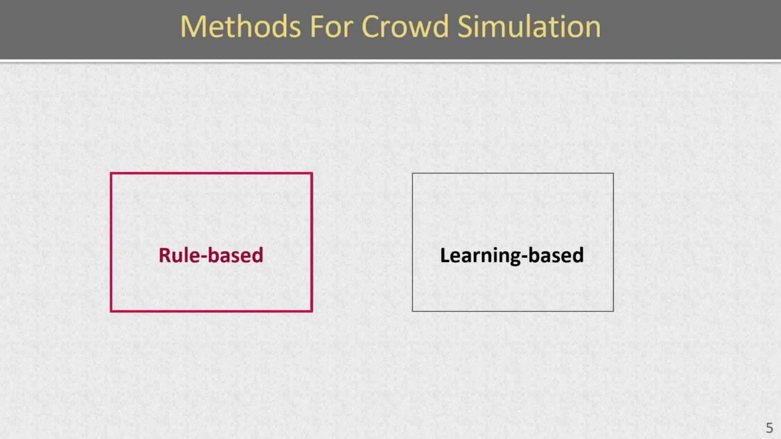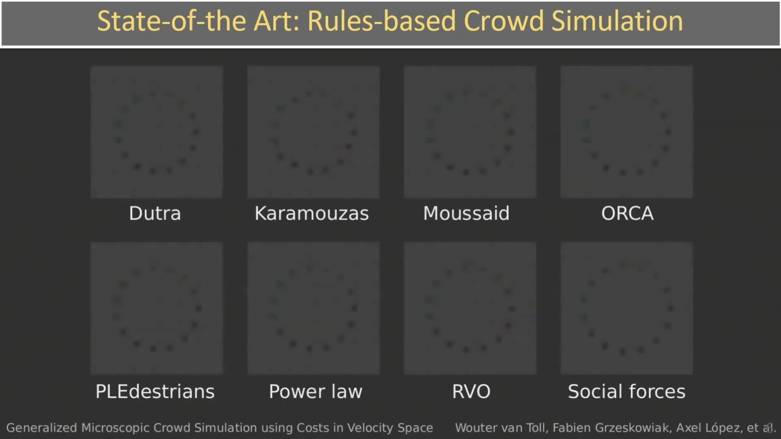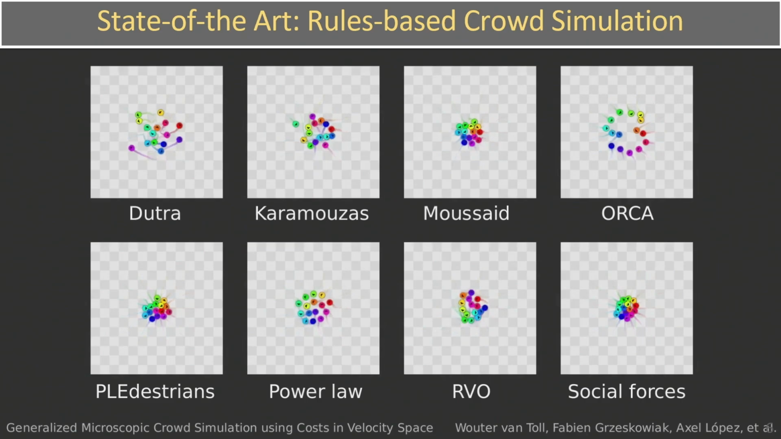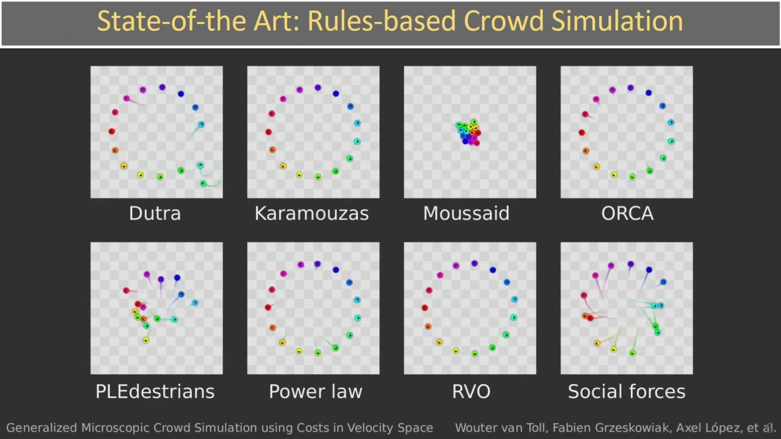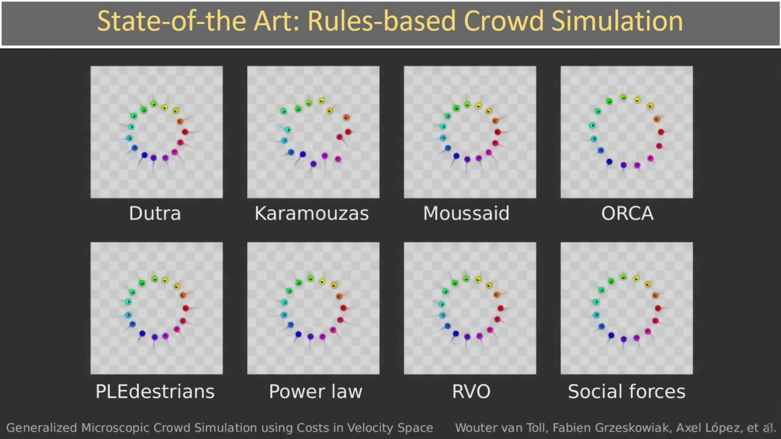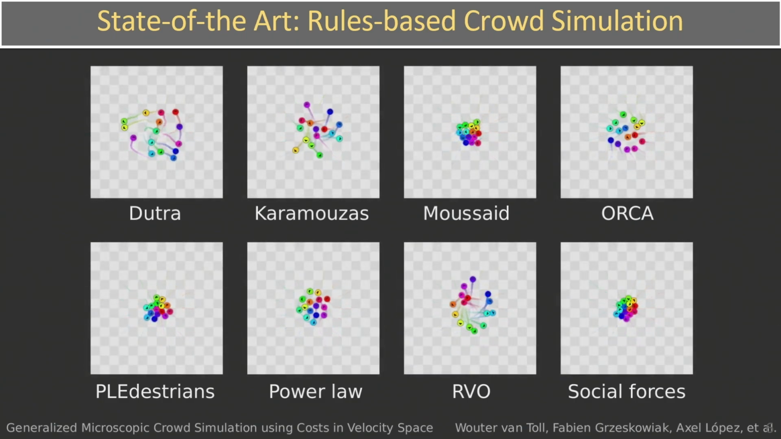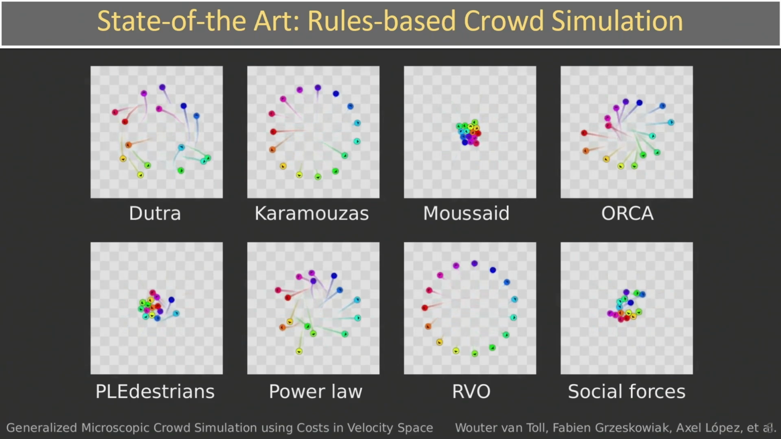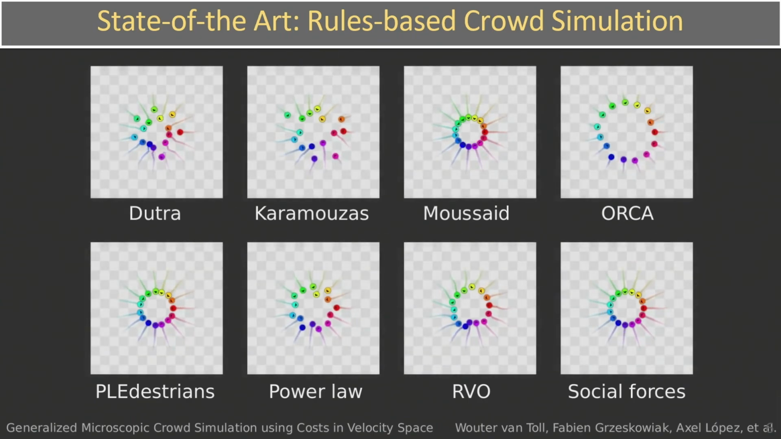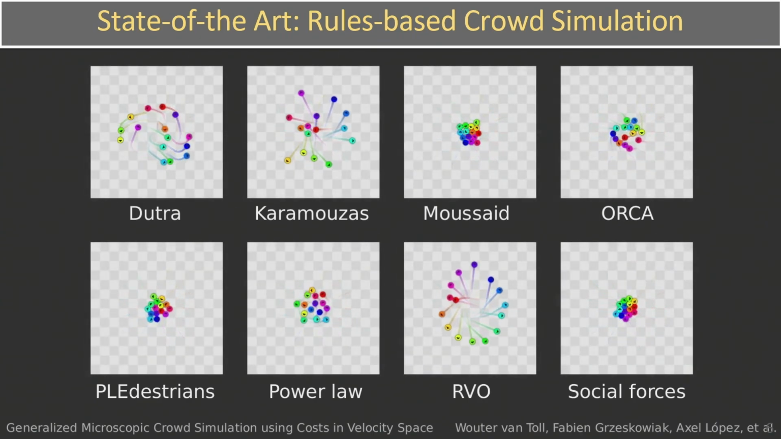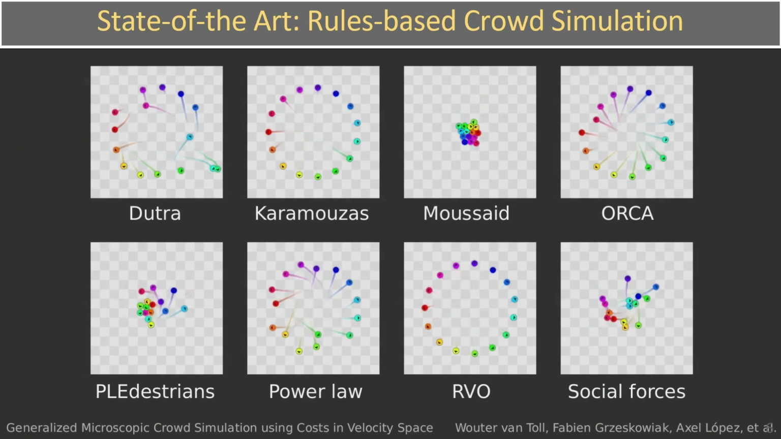There are both rule-based and learning-based methods in crowd simulation. And here are some examples of typical state-of-the-art rule-based crowd simulation methods. Though they are very good in generating believable crowd navigation behavior, they sometimes fail to generalize in diverse scenarios, and they may lack anticipation also. As a cause, they get stuck in the middle, and this is not desired.